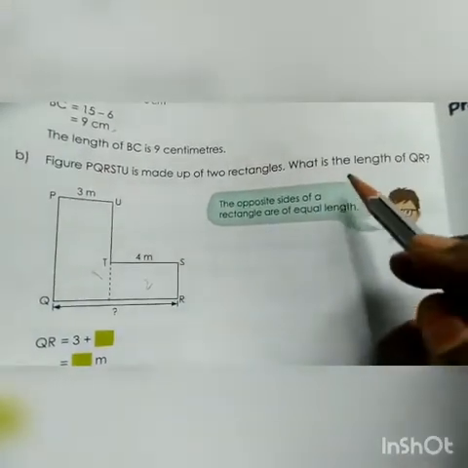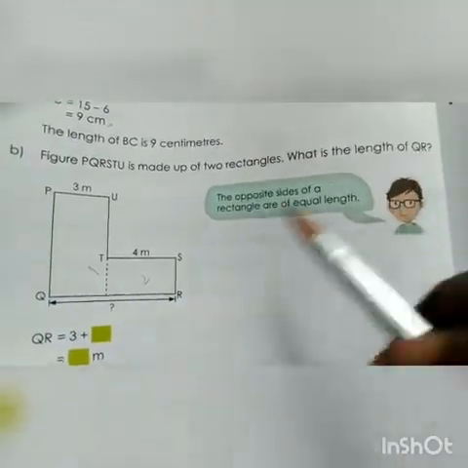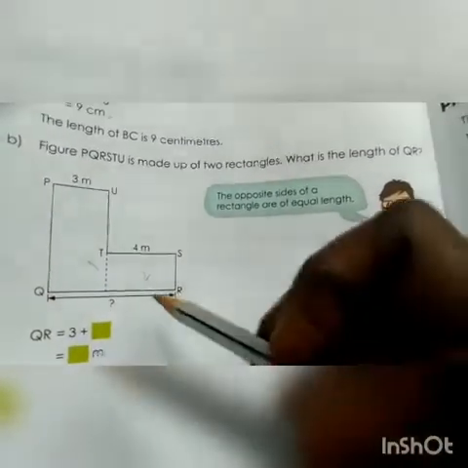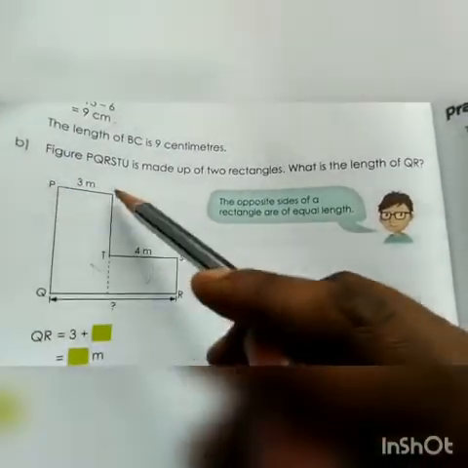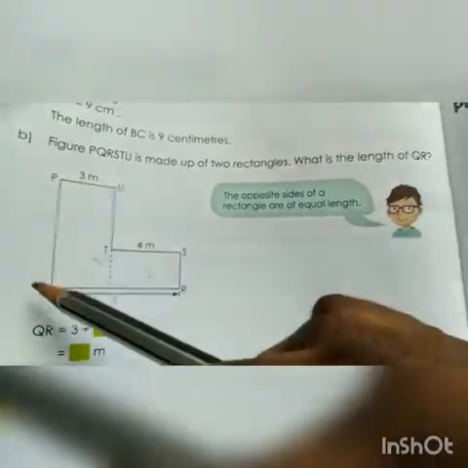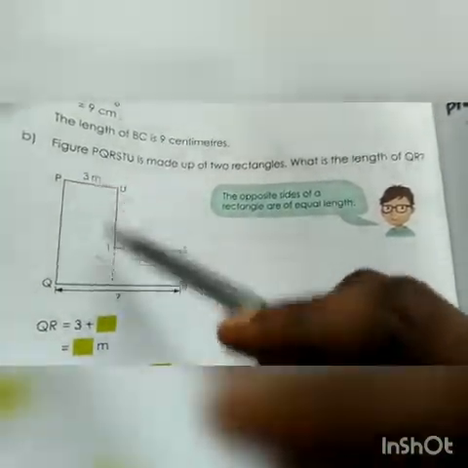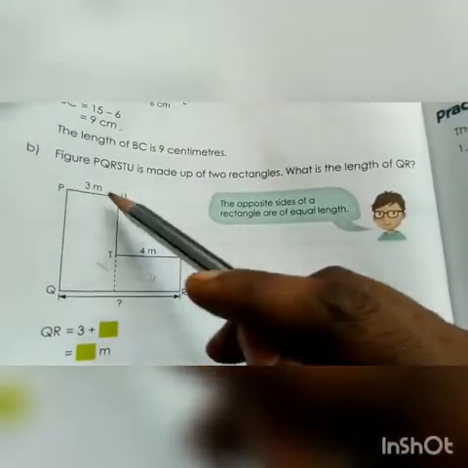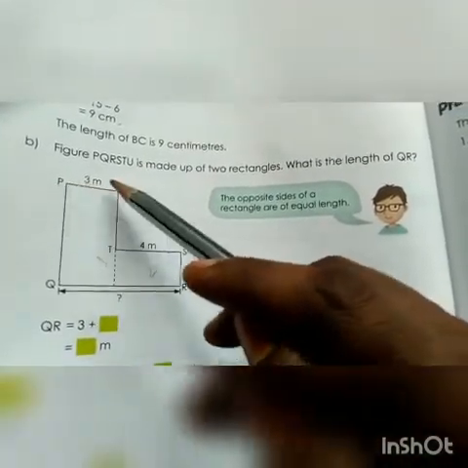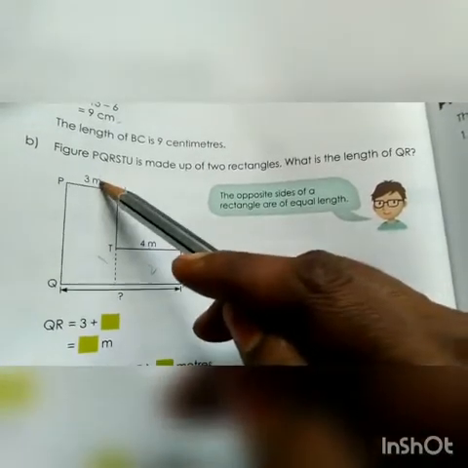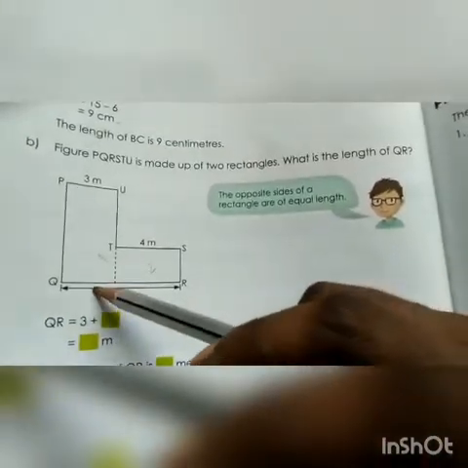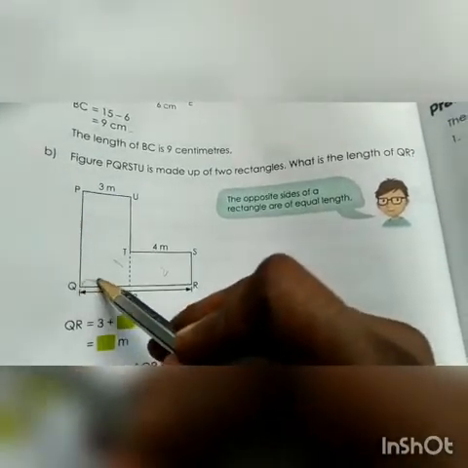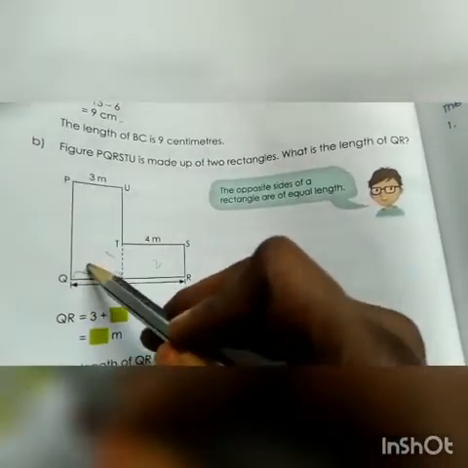Here we have to find the length of QR. QR means this length. Look at here. In this rectangle, one side's length is 3 m. If PU is 3 m, then the opposite side of that rectangle is also 3 m. So we got this value. This is also 3 m.